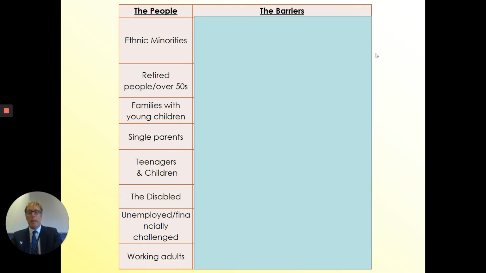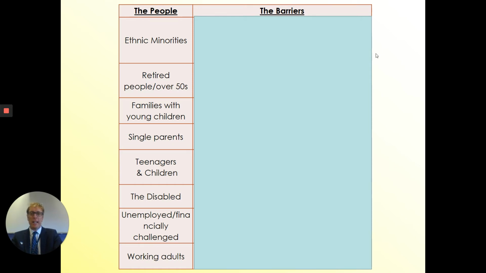So on that sheet of paper in front of you, down the left-hand side, I want you to write down each of those different groups of people, or each of those user groups. And I want you to leave a couple of lines between each one. So you'll put ethnic minorities, leave a few lines, retired people, leave a few lines, families with children. And as you see there, for the purpose of this activity, we've got teenagers and children together. So I'm going to give you a couple of minutes to do that now. Press pause, please.